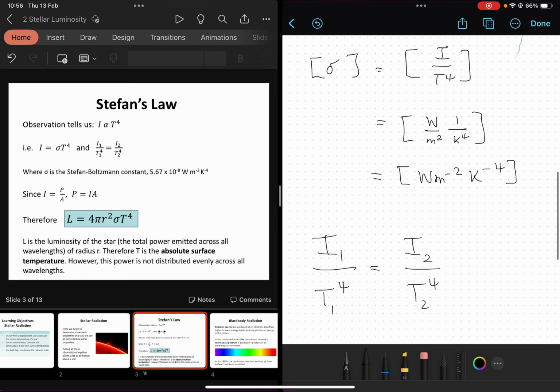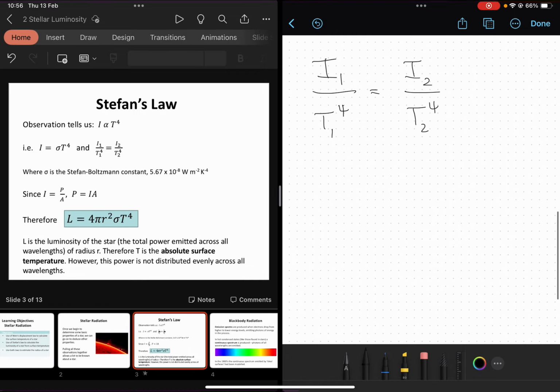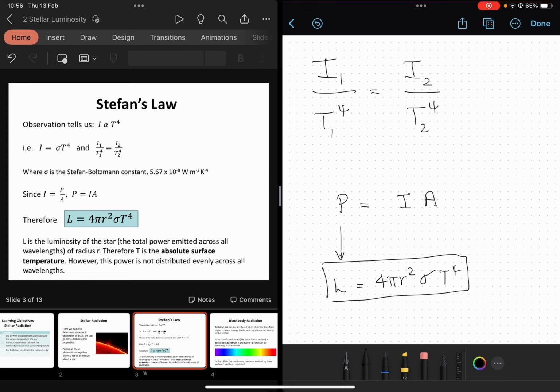Now, we can relate intensity back to power. Intensity is power divided by area, and therefore power is intensity multiplied by area. Astronomers refer to the power output of the star as its luminosity. So luminosity is the actual power of the star, and that is equal to I multiplied by A. A is the surface area of the sphere, 4 pi r squared, and intensity is sigma T to the 4. And so that is the formula for Stefan's law.